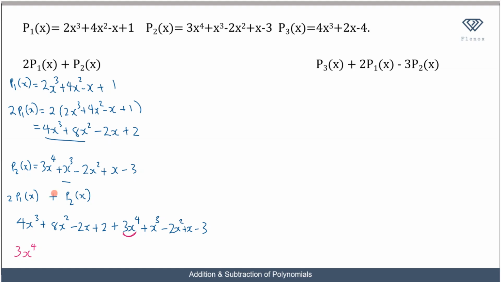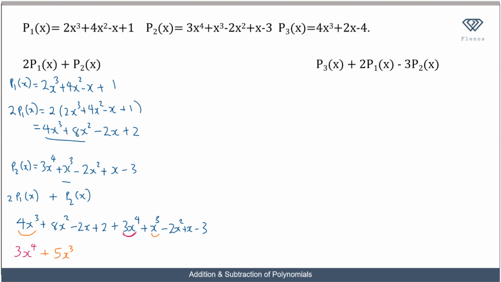Now what about x to the power of 3? We have two terms here with that. We have 4x raised to 3 and x raised to 3, so we add those two terms together. What is 4x raised to 3 plus x raised to 3? That will give me plus 5x raised to 3. So now what is the next power that we have? We have x to the power of 2.